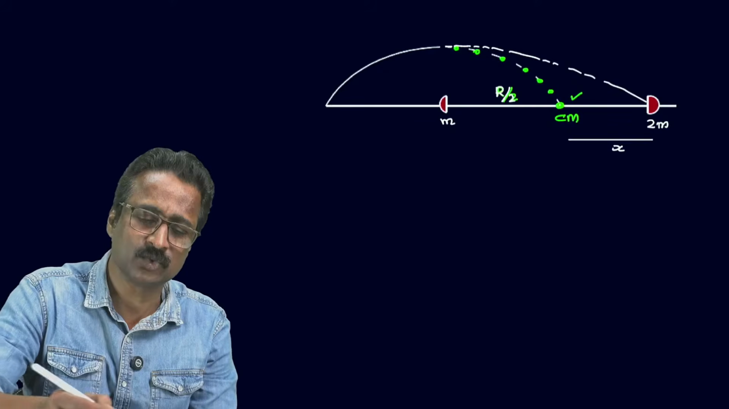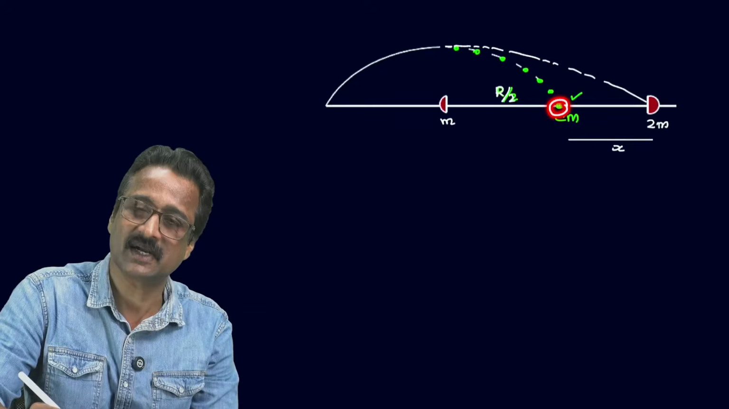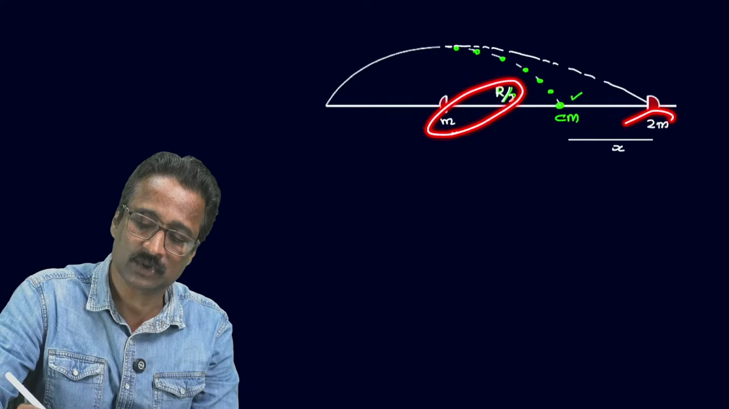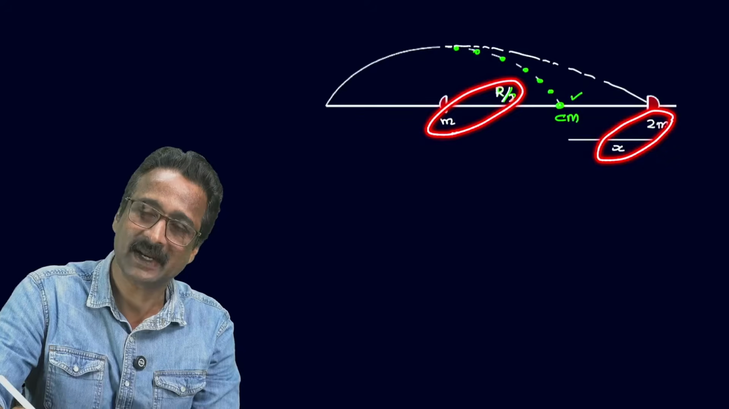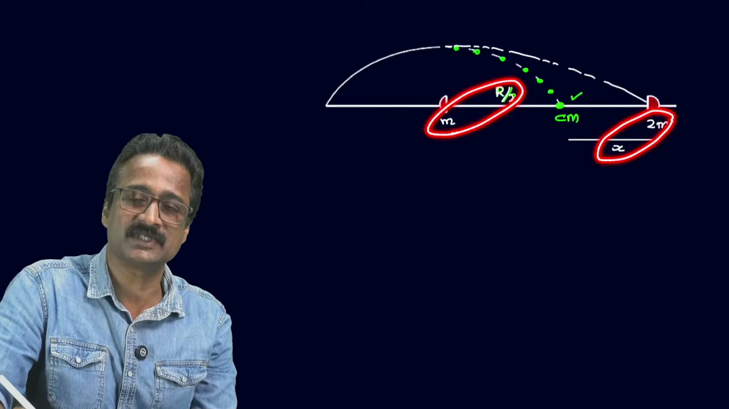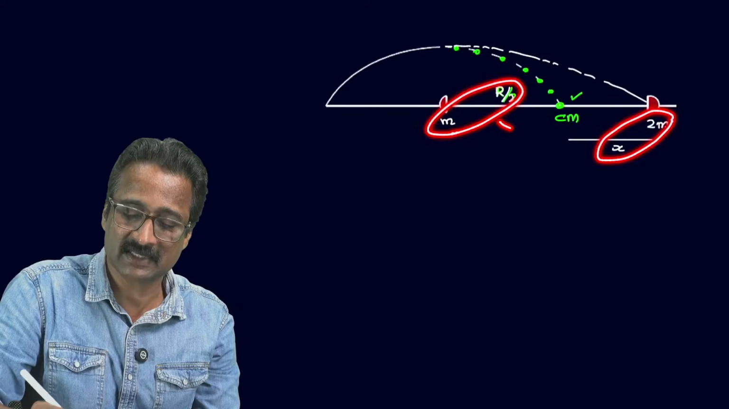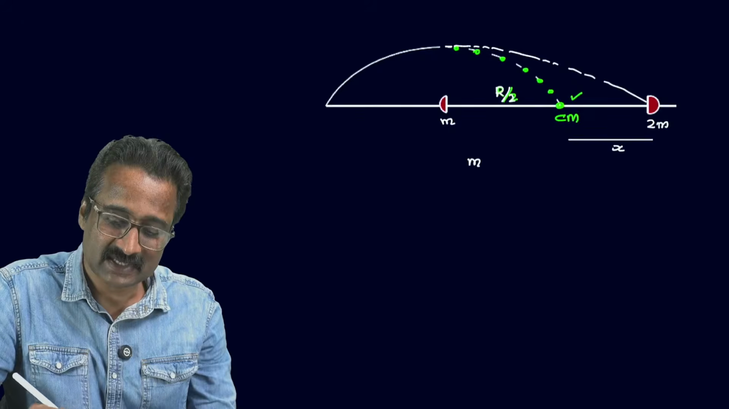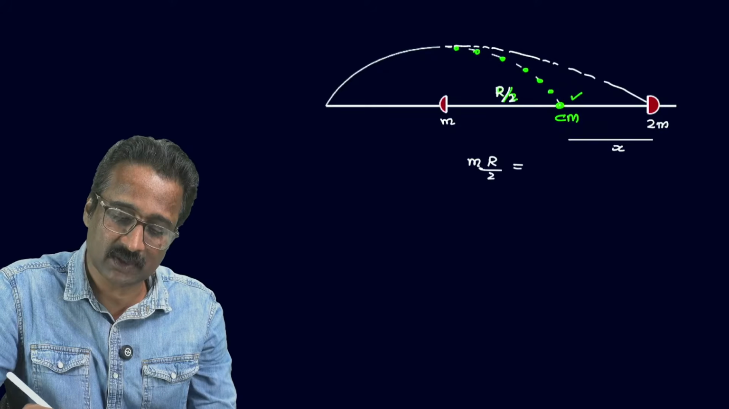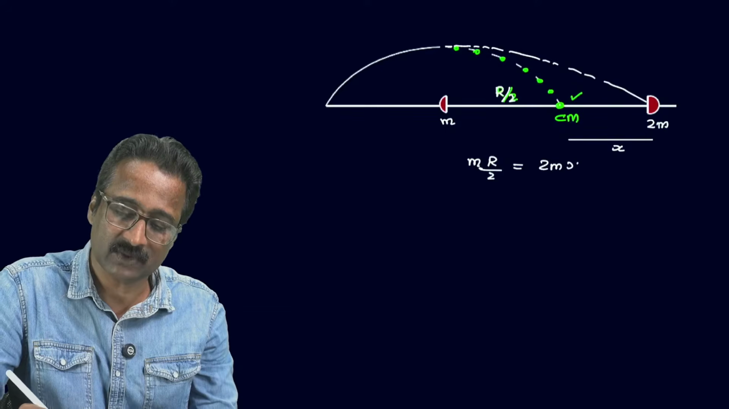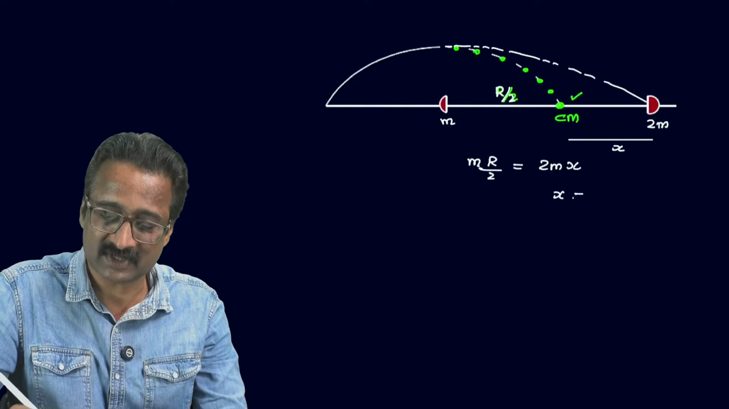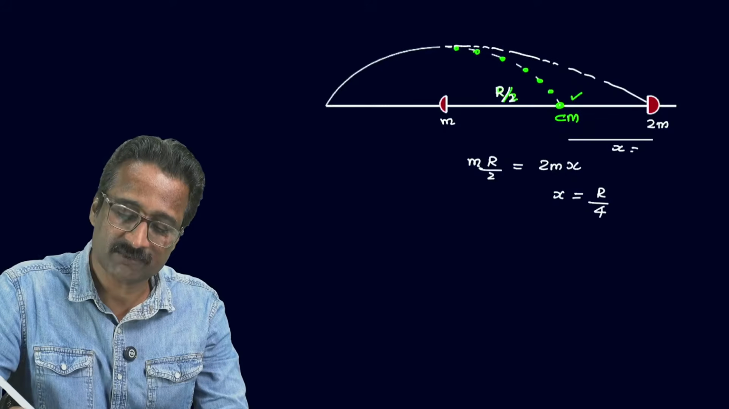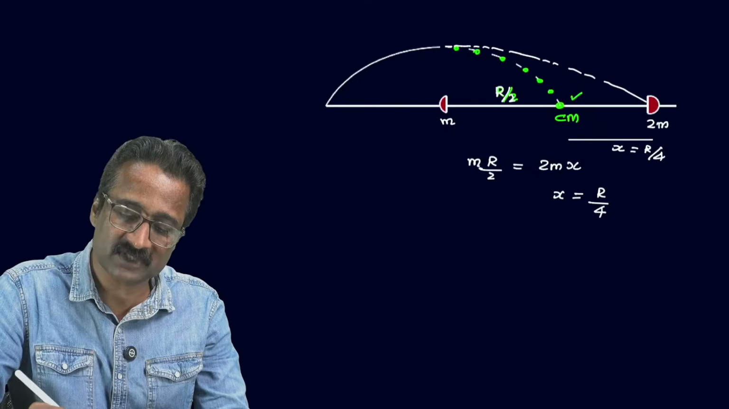Now you know it's a two-body system. For the center of mass, you know that m1 into d1 must be equal to m2 into d2. That is where the location of center of mass is always located. So if you equate these two, x is obtained in one step. I'm writing that m into r by 2 is equal to 2m into x. Solving this, you'll get x as r by 4. This distance is r by 4. So r by 4 from this point.